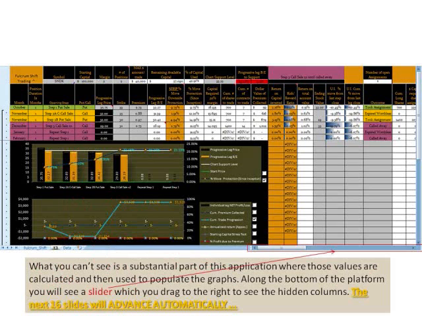What you can't see is a substantial part of this application where those values are calculated and then used to populate these graphs. Along the bottom of the platform, you'll see a slider, which you drag to the right to see the hidden columns. If you're watching this in PowerPoint, you don't have to do anything, and if you're watching this in YouTube, you're just going to see this advance automatically over the next 16 slides.